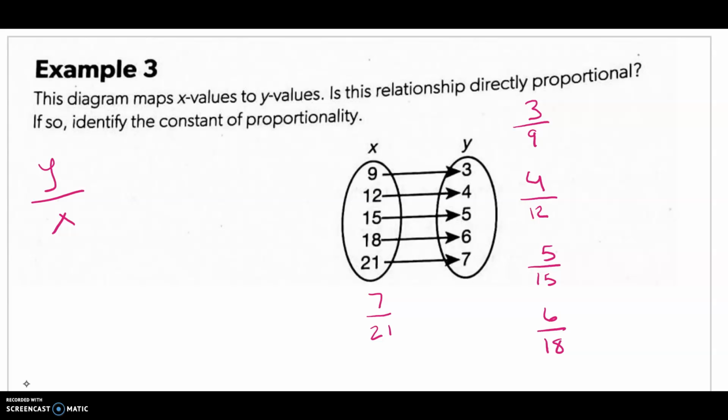The next step would be to simplify each ratio. 3/9 can be reduced to 1/3 because both numbers can be divided by 3. 4/12 also can be reduced to 1/3 because both numbers can be divided by 3. Same with 5/15 and 6/18 and 7/21. So since each ratio is the same, the relationship is directly proportional, and the constant of proportionality is 1/3.